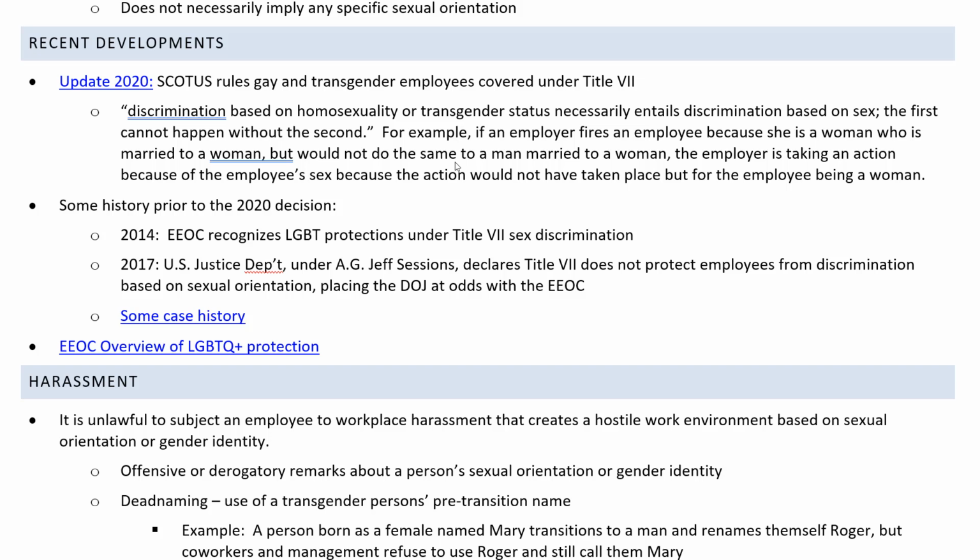So in 2014, the EEOC recognized the LGBT protections under Title VII sex discrimination. In 2017, the U.S. Justice Department, under Attorney General Jeff Sessions, declared that Title VII does not protect employees from discrimination based on sexual orientation, which placed the Department of Justice at odds with the EEOC, and we had this conflict at the federal level. And it ultimately took the Supreme Court decision to resolve that conflict.